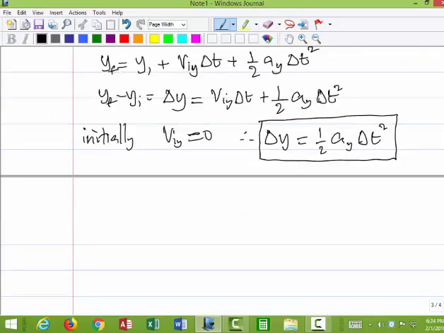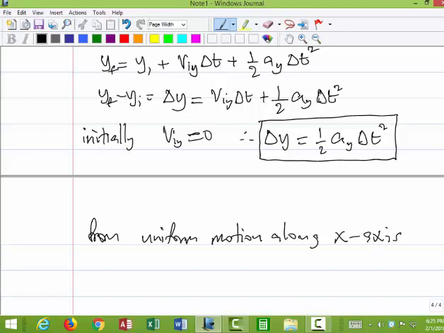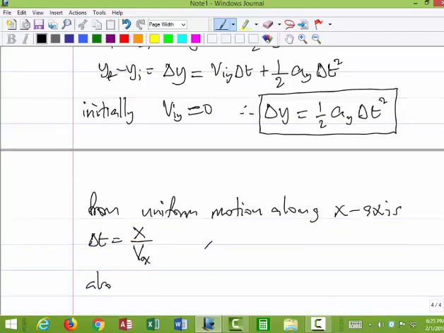Then, from uniform motion along the x-axis, delta t is equal to x over v naught x. The time is just the distance from one end of the plate to the target divided by the speed that the charged particle enters the capacitor with. And we also know that a subscript y is equal to q e subscript y divided by m.